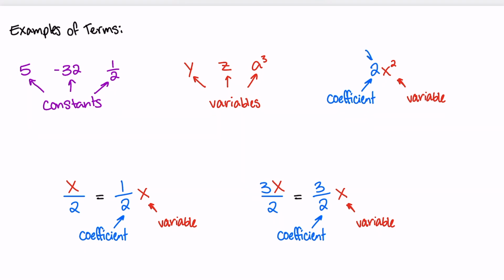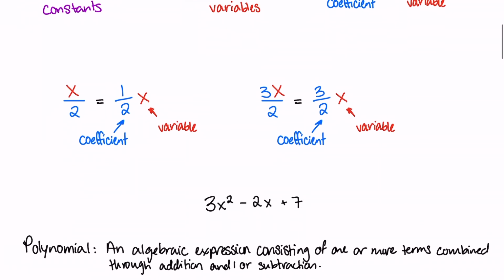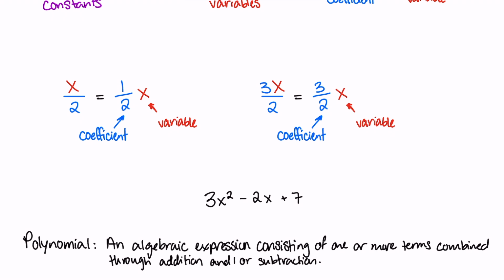When a number is being multiplied by a variable, however, it is called a coefficient. When you see something like x over 2, it is actually the product of 1/2 times x. So the coefficient in this case would be 1/2 and the variable would be x. Similarly, in this case, 3x over 2 is the product of 3 over 2 times x. So 3 over 2 would be the coefficient and x would be the variable.